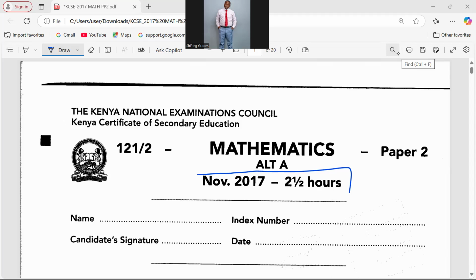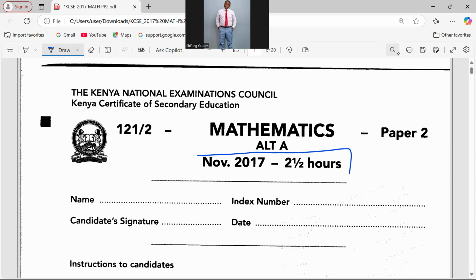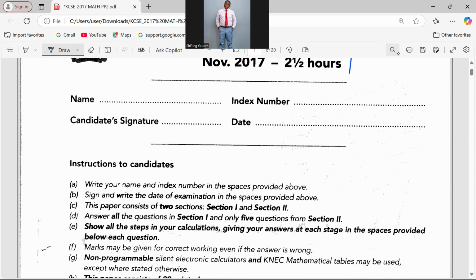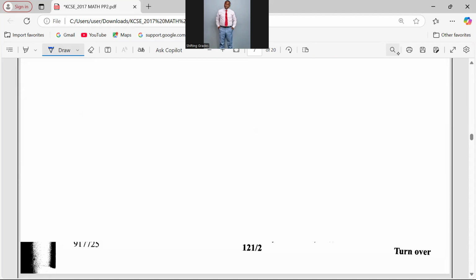We're going to look at a question in the KCSE 2017. That is a question in section 2, number 18, transformations. So make sure you follow keenly as we handle this question.